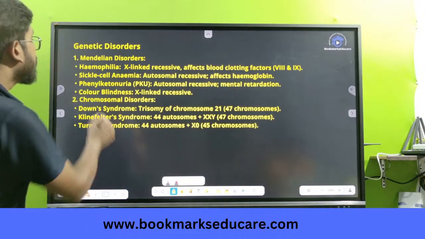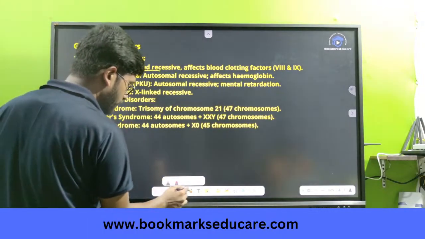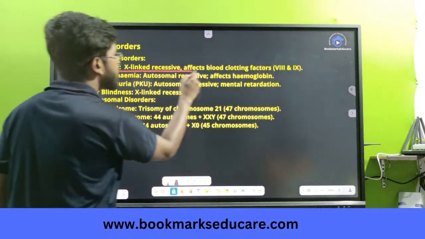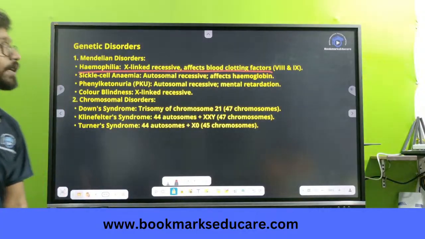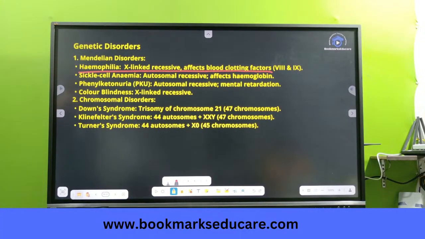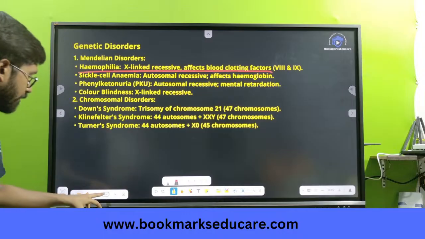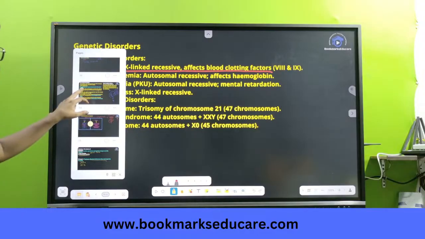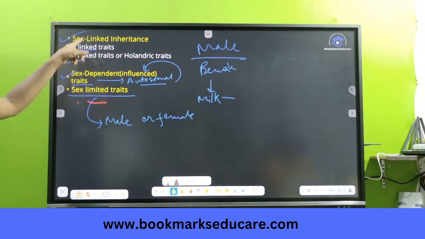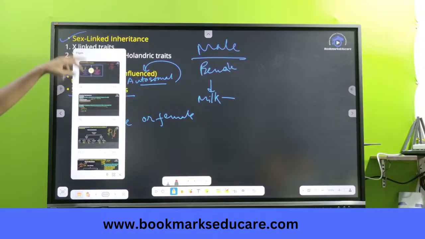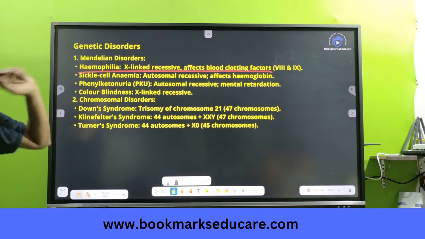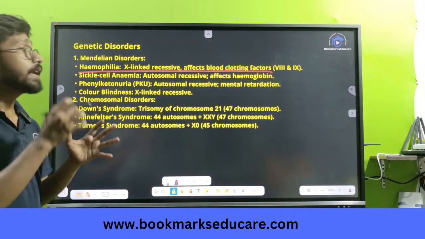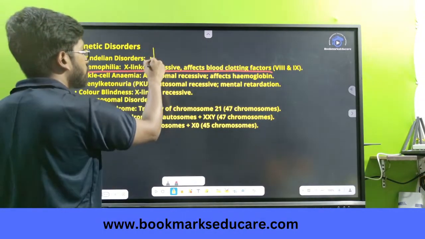Now let's see. Hemophilia is X-linked recessive, affects blood clot factor. This character is linked in X chromosome itself. I was telling you guys about sex-linked traits, X-linked traits. This is an X-linked trait, hemophilia. The characteristics of hemophilia, as in the genes, is itself present in X chromosome.